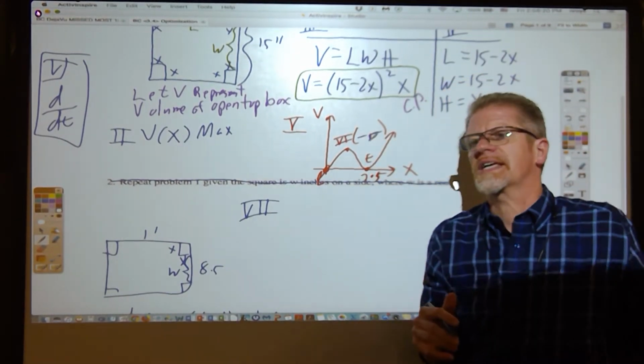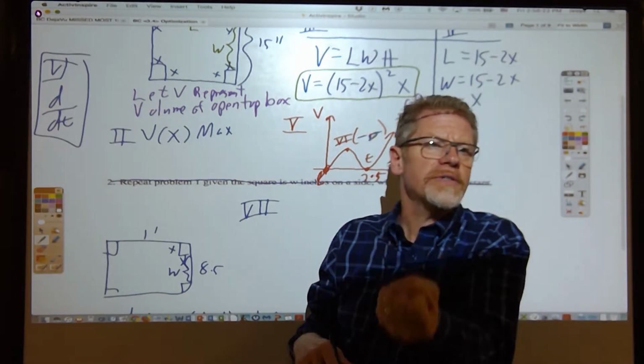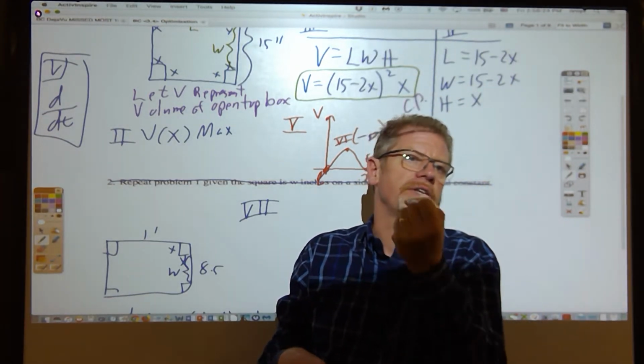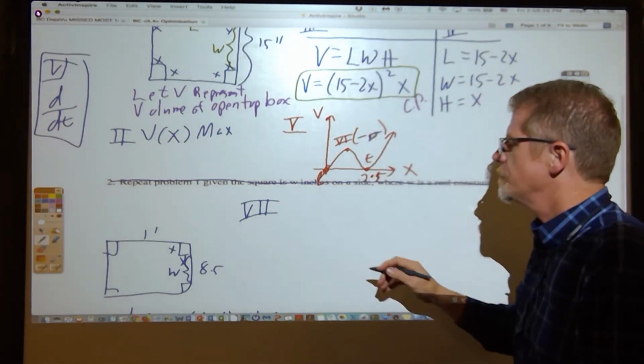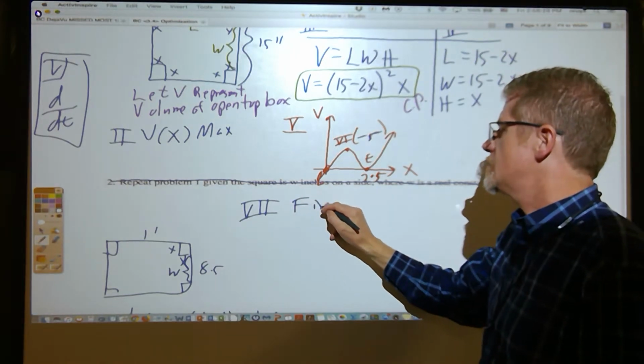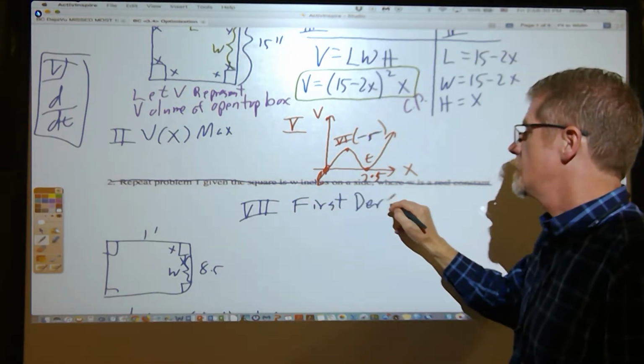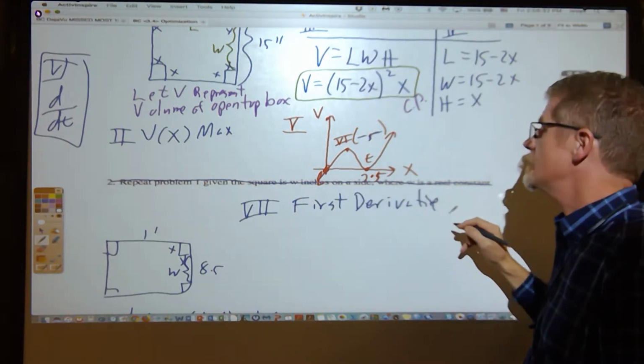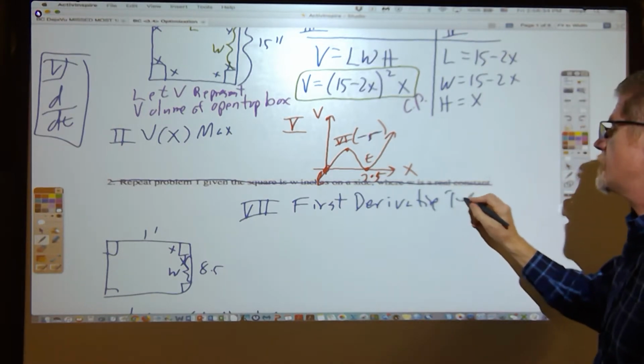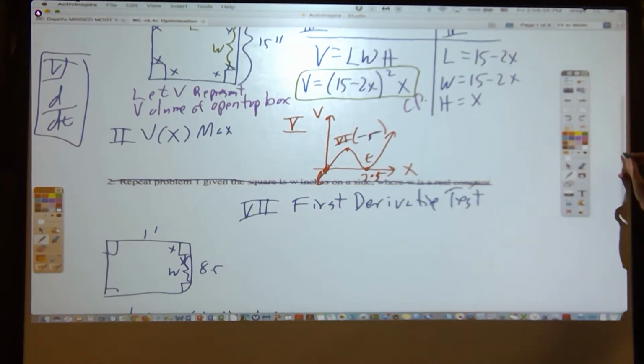We aren't going to use a calculator. We're going to use calculus. So here's how we do it. Roman numeral 7 is the first derivative test, or you could use the second derivative test. I don't care which one, but let's use the first derivative test in our first example.